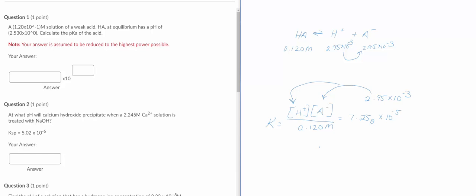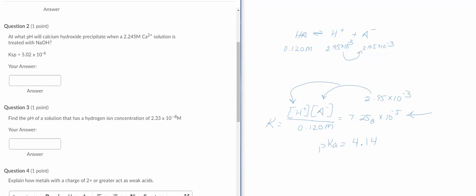To take the pKa value, I need to take the log of this number. And it is, of course, the negative log, so the pKa for my situation is 4.14. Because this is an exponent problem, it's just formatted strangely. So 4.14.